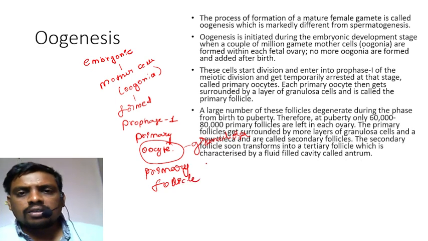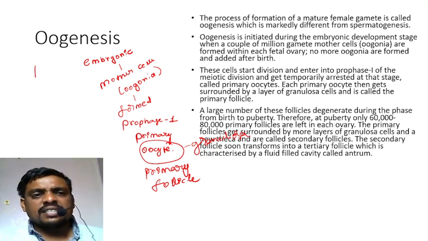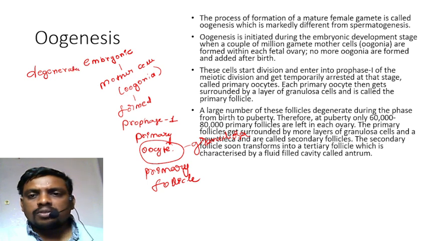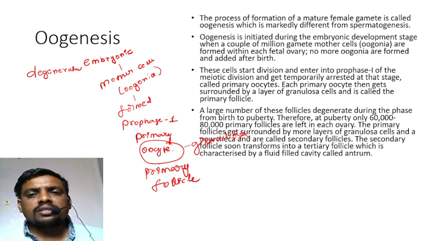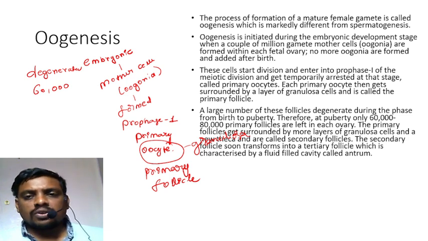A large number of primary follicles degenerate during the phase from birth to puberty. Therefore, at puberty only 60,000 to 80,000 primary follicles are left in each ovary.